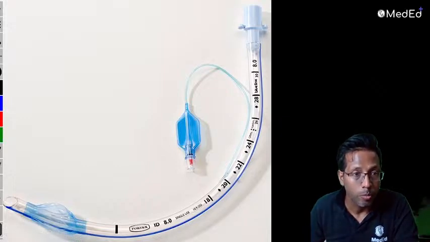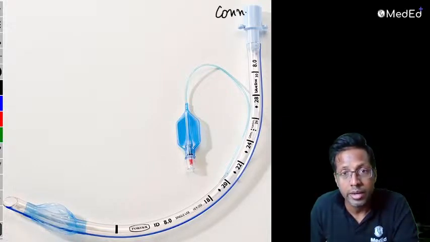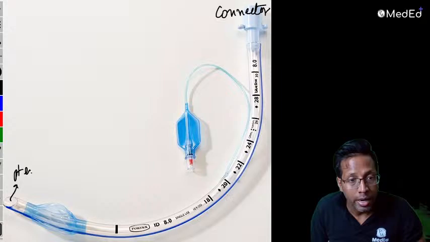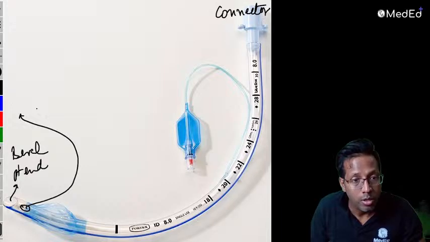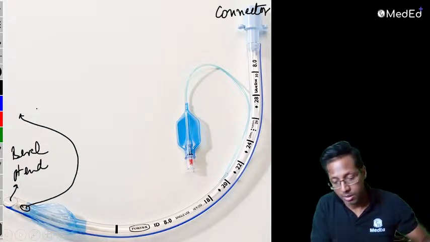This is the endotracheal tube. We need to know the parts also. The one end that gets connected to the machine is called the connector, which gets connected to the Ambu bag. The other end is the patient end, which is called the bevel. Next question: there is a small opening here, what is it called? I want that answer, because that has been asked in the exam.